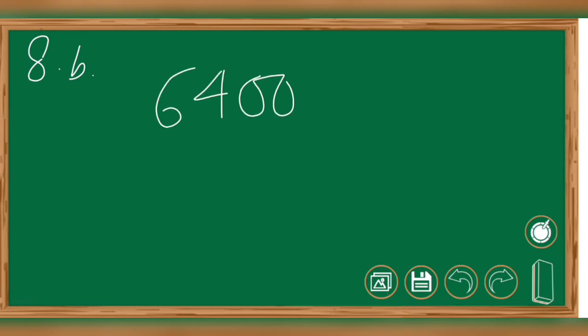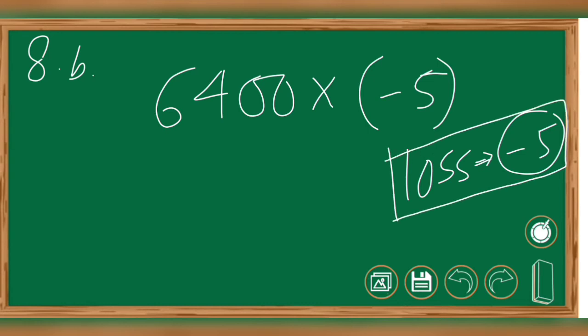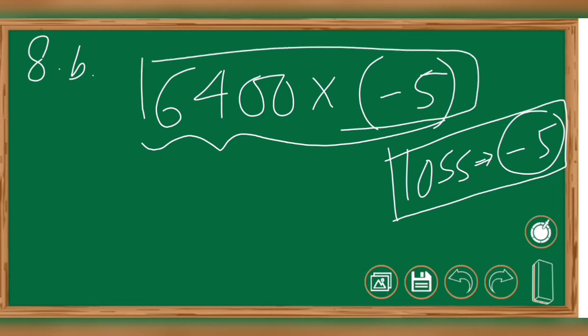6400 grey bags have been sold. As I said, for selling each grey cement bag, he is making a loss of minus 5 rupees. As I said, loss will be considered as a negative integer. So after selling 6400 bags of grey cement, he has made a loss of this much amount.